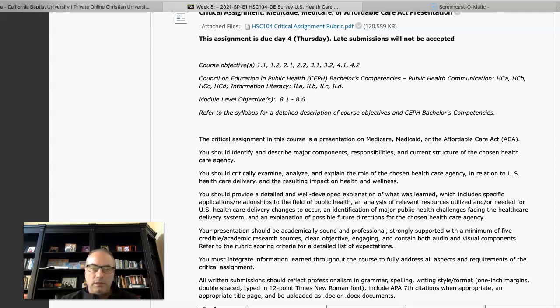In other words, you don't want to just say, Medicare exists and there's Part A, Part B, and Part C, and that's that. So what do those things mean? What is the impact that it has in terms of affordability and access to care? What types of services are covered? What are the requirements for it? Things like that.